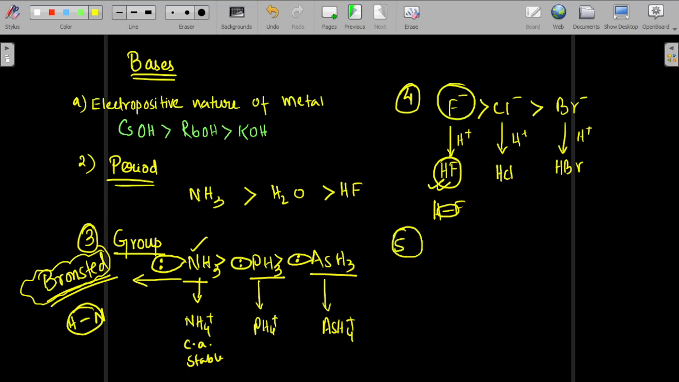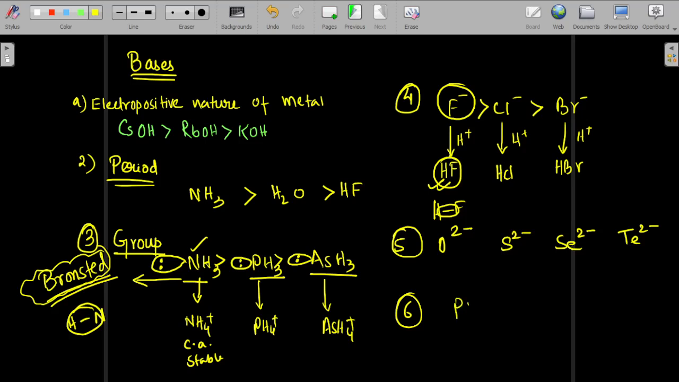Similarly, you can do the same for O2 minus, S2 minus, Se2 minus, Te2 minus. Okay, so this is your homework. This you can do. Number 6.